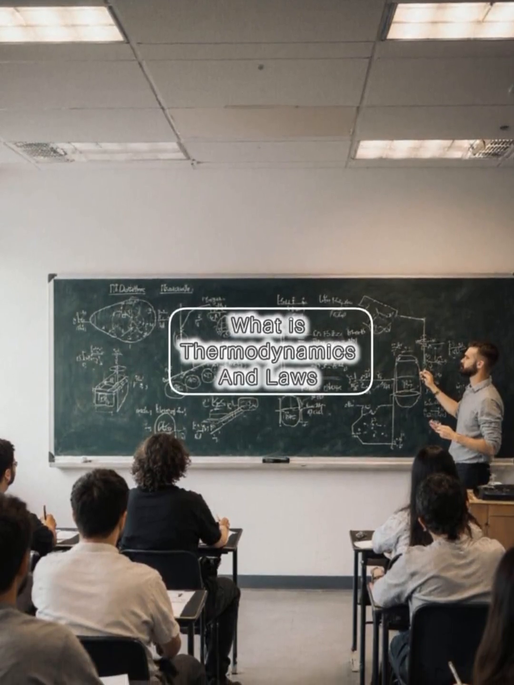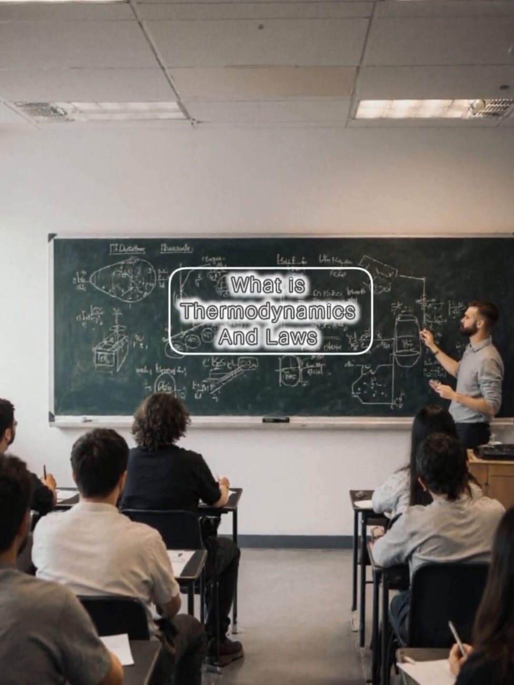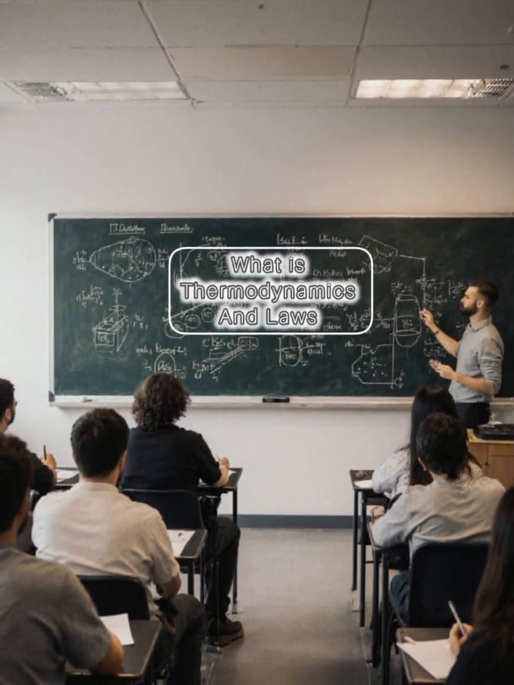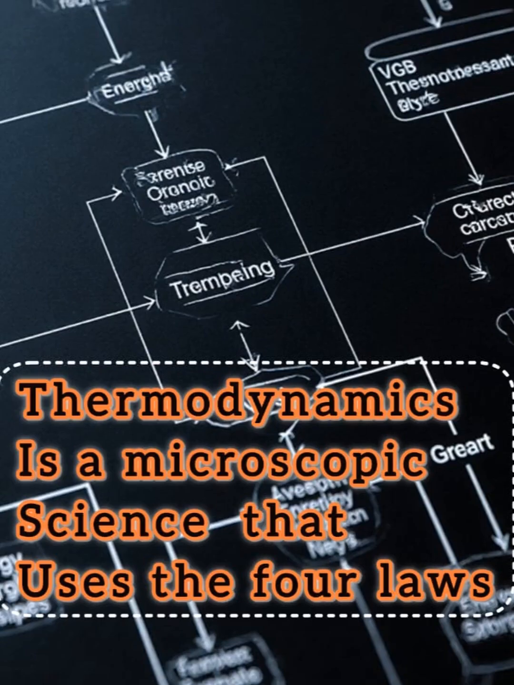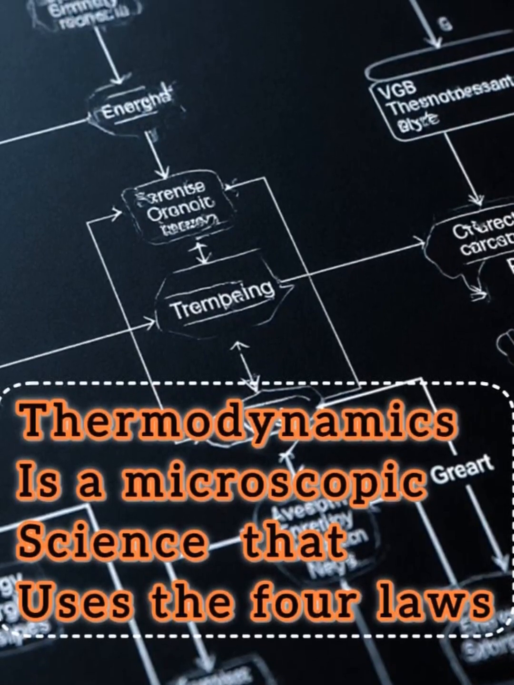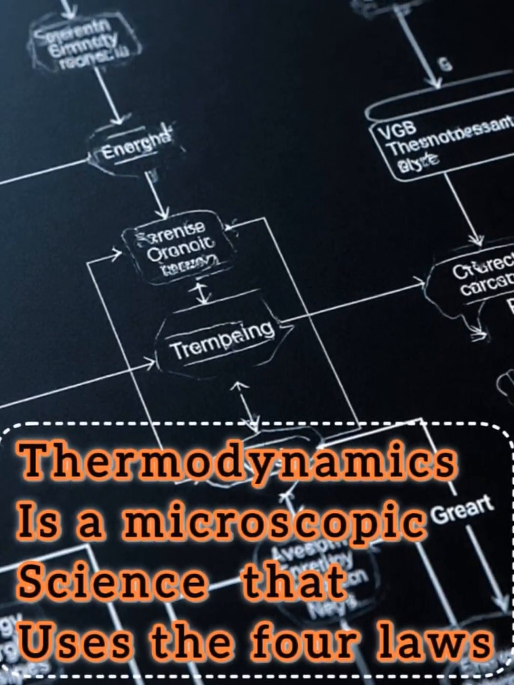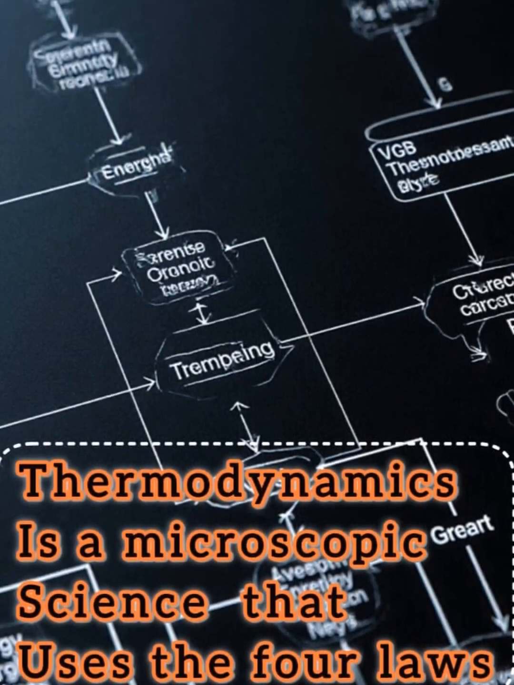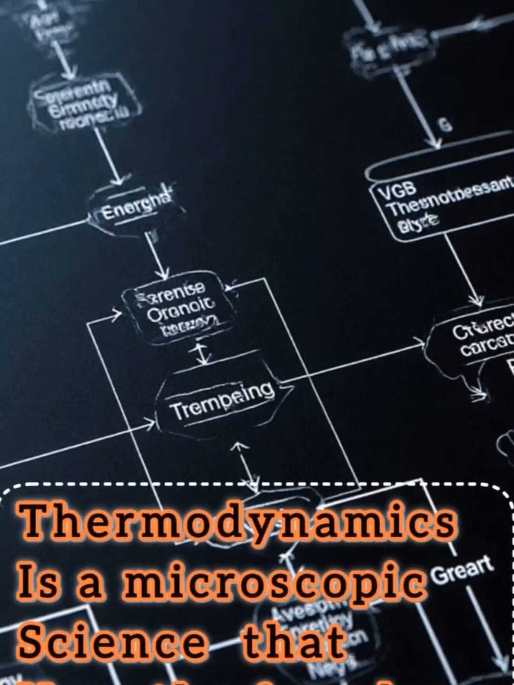Thermodynamics is the branch of physics that studies the relationship between heat, work, temperature, and energy, and how energy is transferred and transformed. It is a macroscopic science that uses the 4 laws of thermodynamics to explain how energy changes in a system and whether that system can perform useful work.